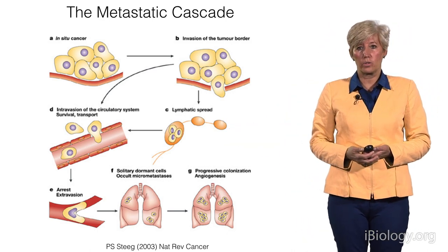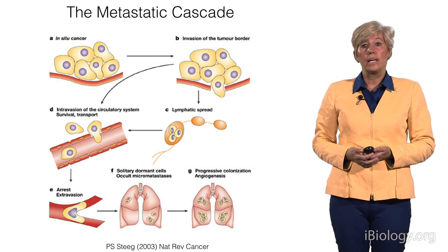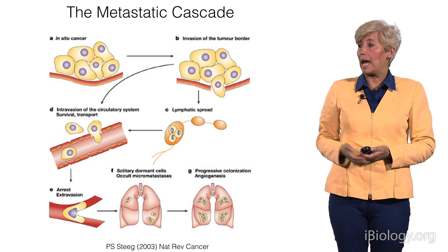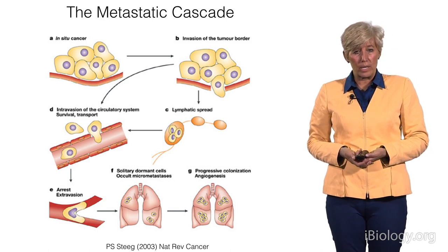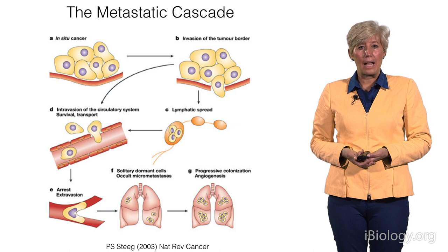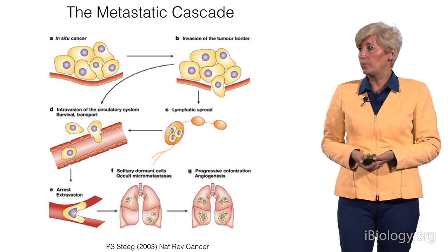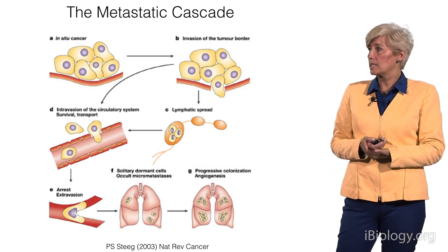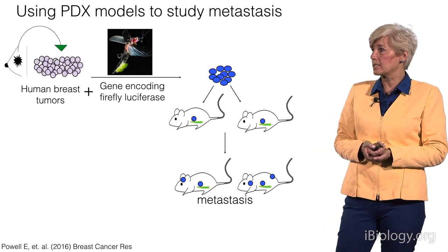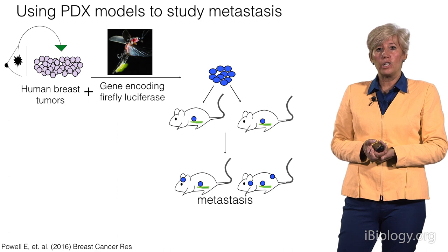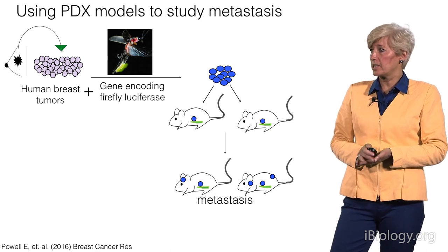Once into the circulatory system, they need to then extravasate and get out of that circulatory system and then take up residence in a second organ, colonize that organ, and be able to grow. So it's a pretty complicated system, and only the most fit cells will ultimately be able to do this. So we again can use these mouse models to study this process.